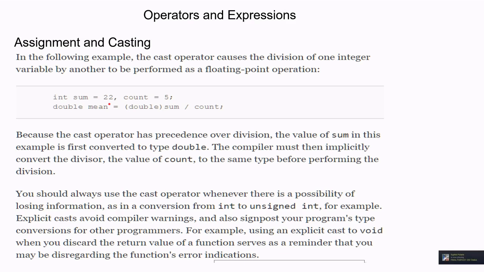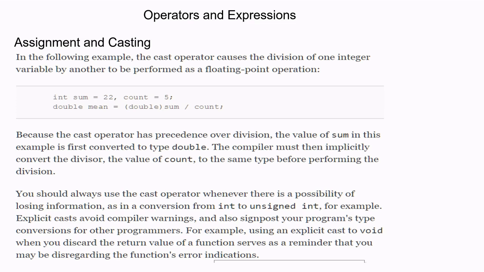Certain data type conversions will result in loss of information. For example, if you try to convert an integer to a character, you're losing 3 bytes of information there. And so the compiler will want you to explicitly say that you know what you're doing there.